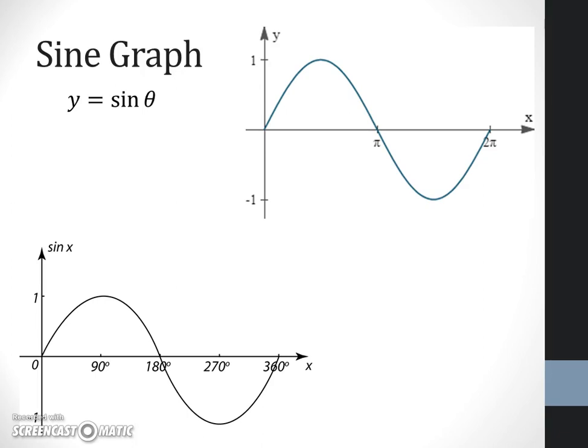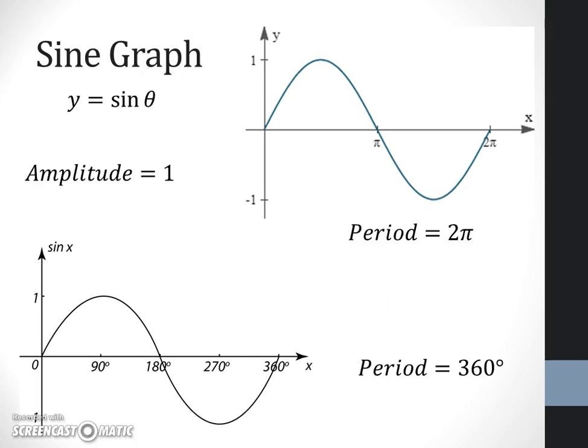That's in radian mode. The bottom one is in degree mode, so it's 360. It's a full circle. It then starts over after 360 doing the exact same pattern. So again, the amplitude here is 1. It goes up 1, it goes down 1, but it's 1 away from the x-axis. The period is 2 pi for the top one, 360 for the bottom one.